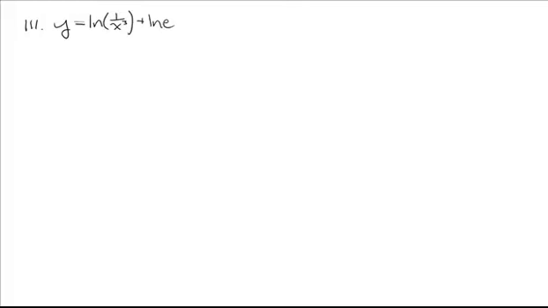We're going to take the derivative of y equals ln of 1 over x cubed plus ln of e. And a couple things we can do. One thing, we can do some simplification before we take the derivative. Ln of 1 over x cubed, from properties of logs, could be written as ln of 1 minus ln of x cubed. And then ln of e is actually just 1.